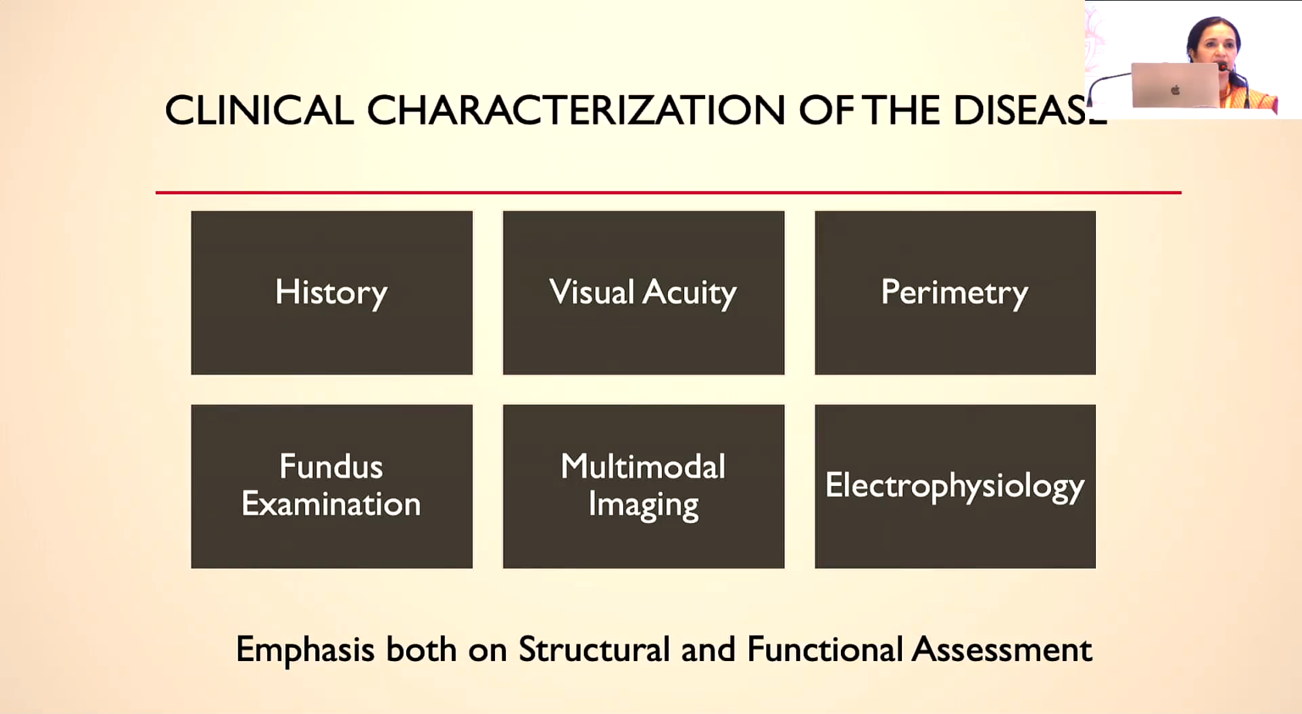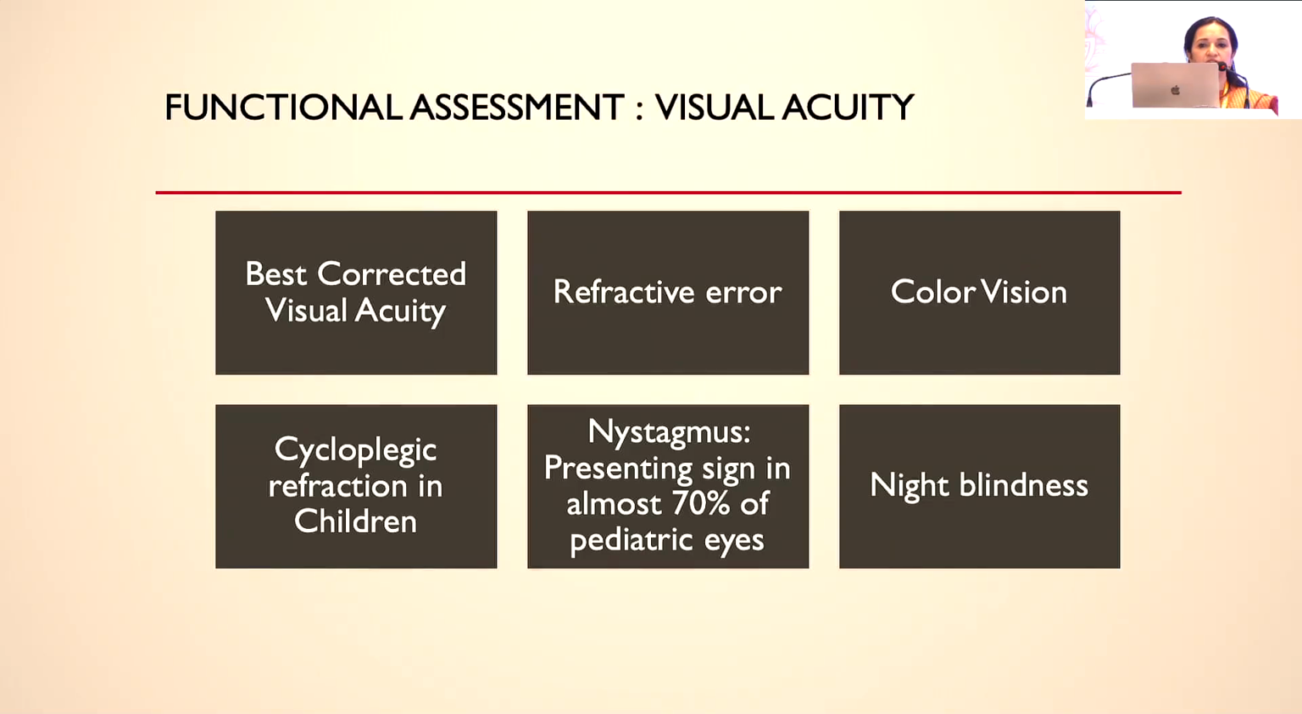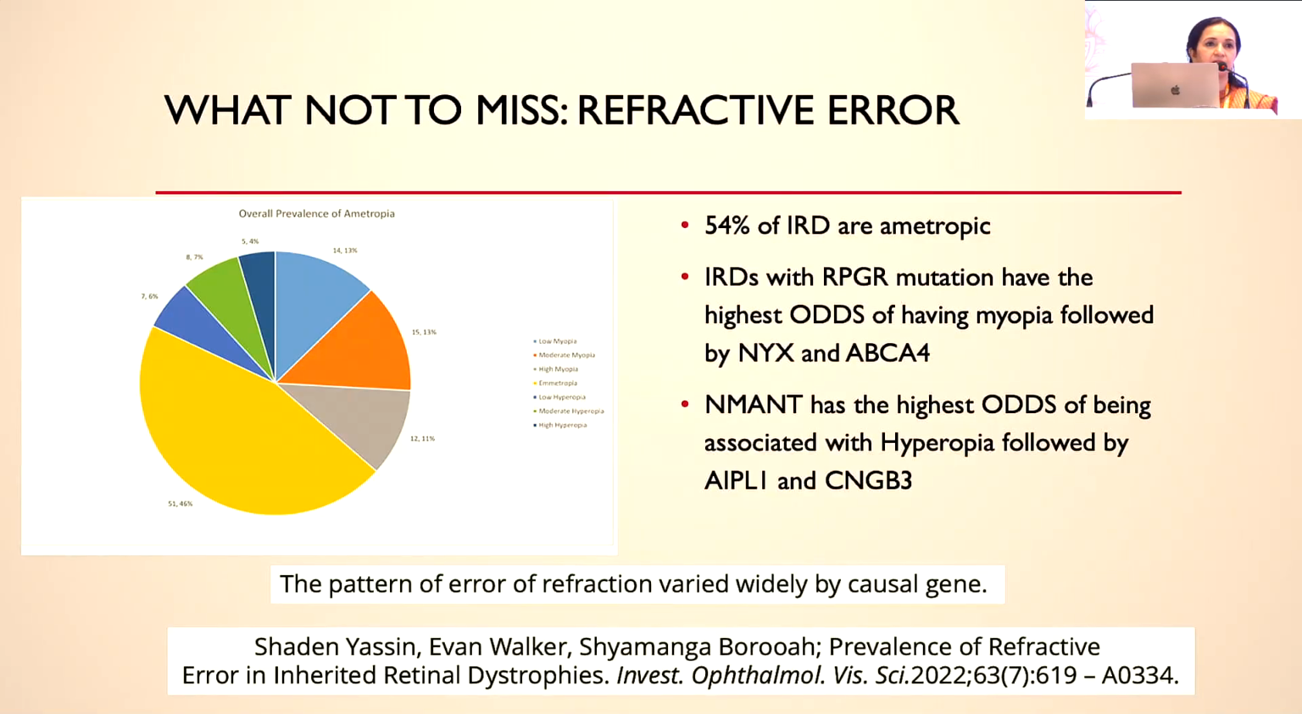The early characterization includes both structural as well as functional assessment, and the functional assessment could be for visual acuity, color vision, history of night blindness, nystagmus. But I think one of the most important things which you should not miss is refractive error. Almost 54% of the inherited retinal degenerations are associated with refractive error, and myopia is the most common. Patients with ABCA4 gene defect, patients with congenital stationary night blindness are associated with high myopia.